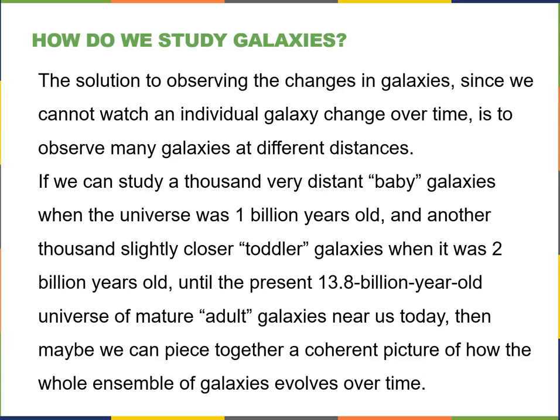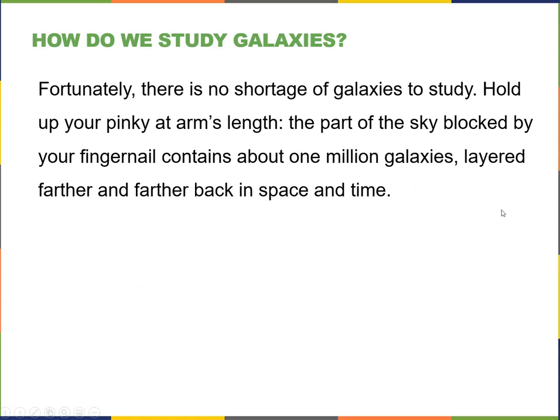So since we cannot observe the changes in individual galaxies, we can instead observe baby, toddler, and adult-aged galaxies. This way, we can piece together a picture of the evolution of galaxies. Fortunately for us, there is not a shortage of galaxies to study. To picture this, you can hold up your pinky at arm's length towards the sky. The part of the sky that's blocked by your pinky fingernail contains about 1 million galaxies. And these galaxies are layered farther and farther back in space and time.